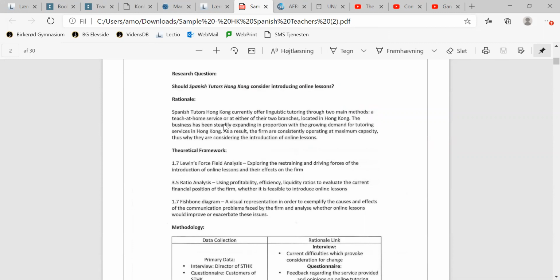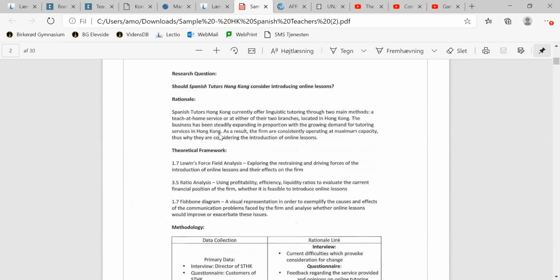If we look at the Spanish tutors example, what do they do? Follow these same guidelines for the initial draft. Spanish Tutors Hong Kong offer linguistic tutoring through 2 main methods, etc. For the first sentence, what does the company do? So you can just write in one sentence what the company you're looking at does. Second sentence explains how we got to where we are. The business has been steadily expanding in proportion with the growing demand for tutoring services in Hong Kong.